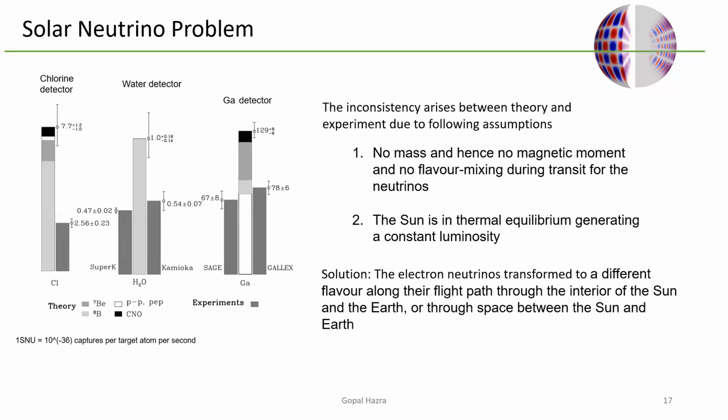Then there were a lot of experiments. The solution came: the electron neutrinos transformed to a different flavor along their flight path from the interior of the sun to the earth, through the space between sun and earth. So then it was solved. But we now know that the PP reaction and this CNO cycle, like 2%, is happening, based on the neutrino method. And we know where it is happening, because it is in like the inner 20% of the core, where the temperature is around 10⁶, 10⁷. Actually, things are happening there. So this is now a well-established thing.